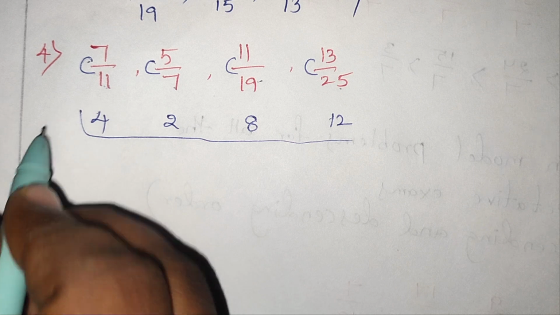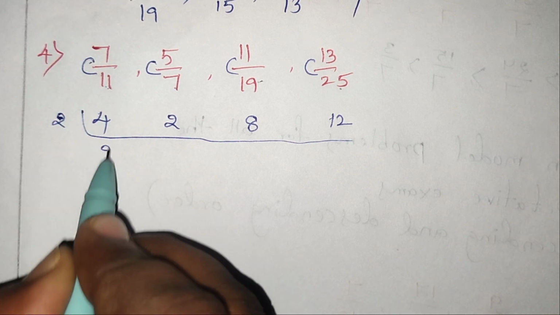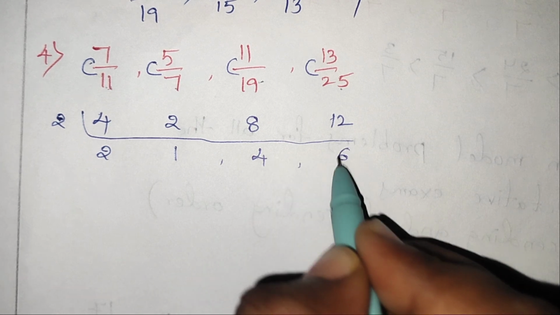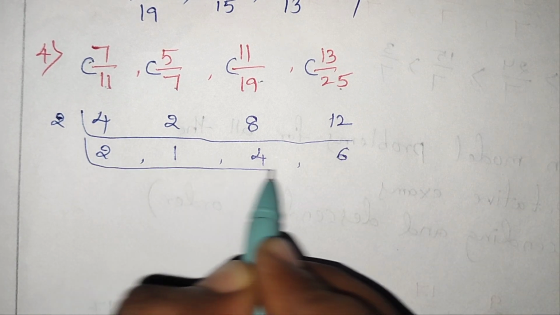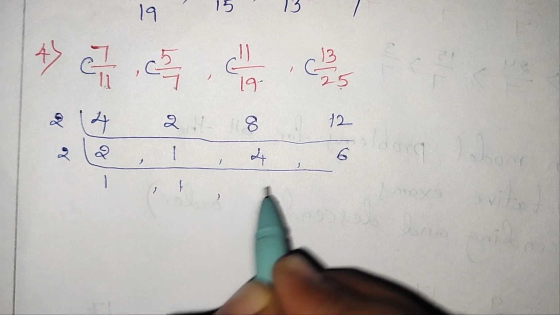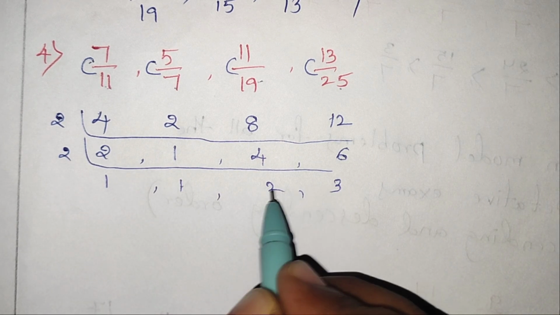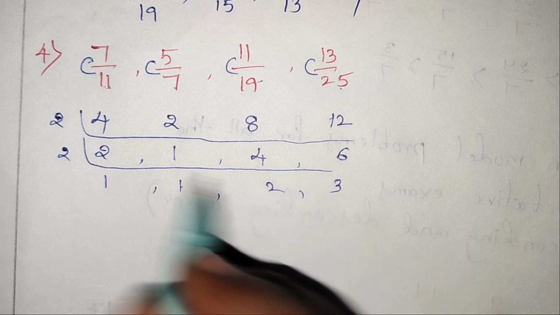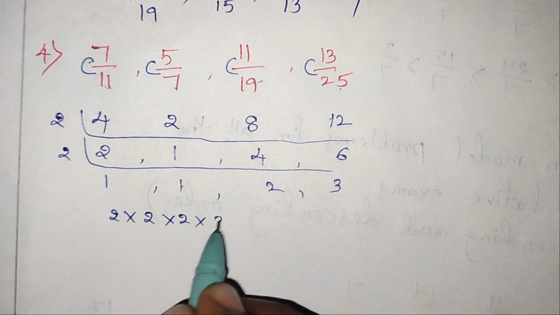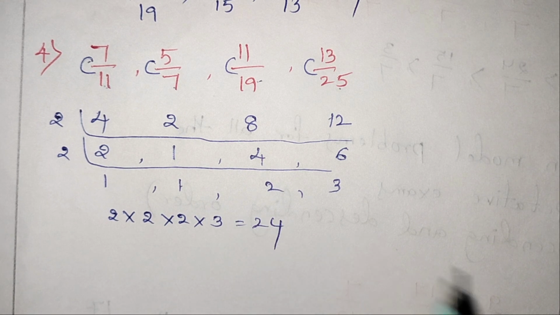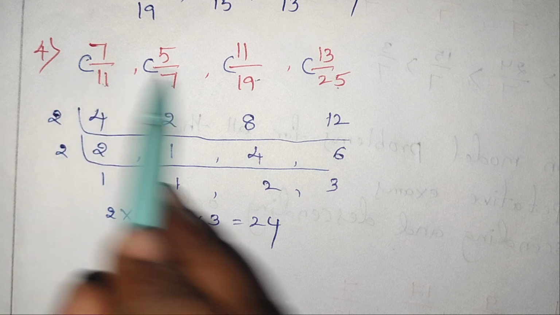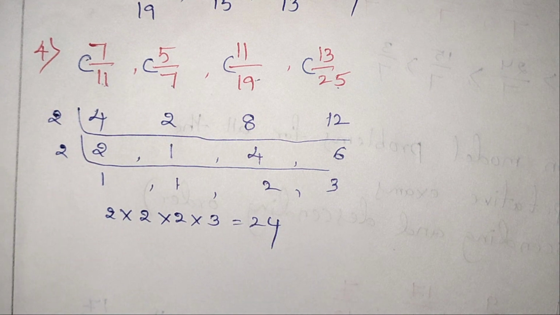LCM of those differences. So 2 2s are 4, 2 1s are 2, 2 4s are 8, 2 6s are 12. Next again 2 1s are 2, 2 2s are 4, and 2 3s are 6. So there are no common factors for them. 2 2s are 4, 4 2s are 8, 8 3s are 24. So here the numerator and denominator's differences LCM is 24.